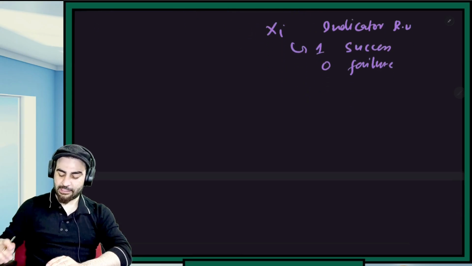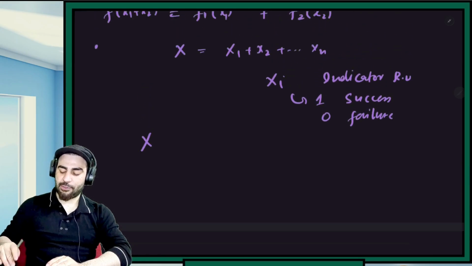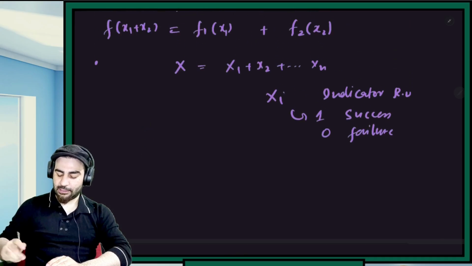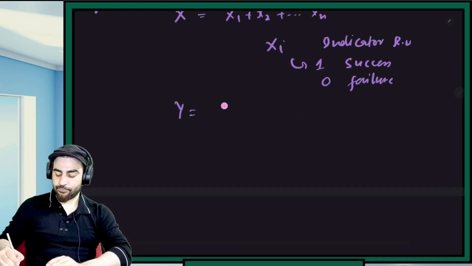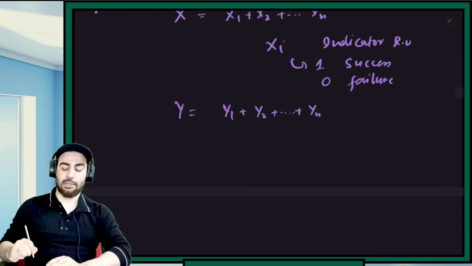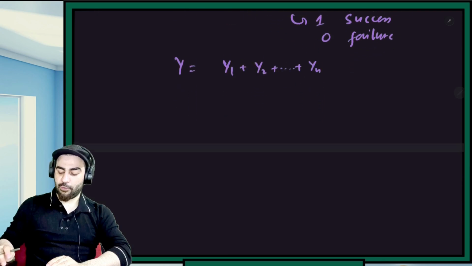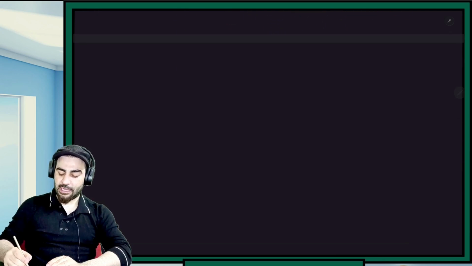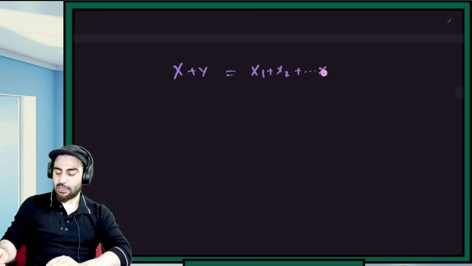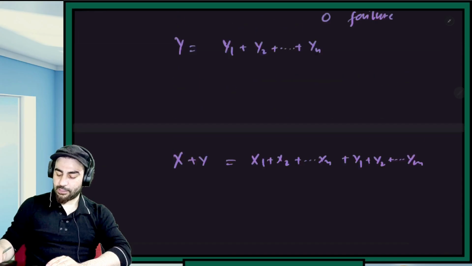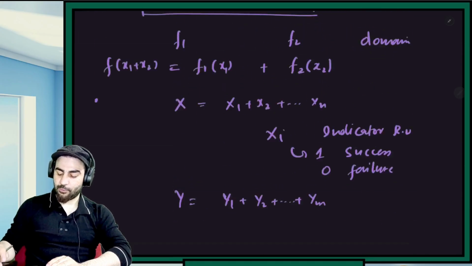This can also be seen like this. Now suppose we have this x, so x can be thought of like this, and y can be thought of like this, y1 plus y2 and so on till ym. Now this says the number of successes in n trials, and this is the number of successes in m trials. So now we can write both of these together: x plus y can be written as x1 plus x2 and so on till xn, plus y1 plus y2 till ym. They should be ym, because here we have m trials.